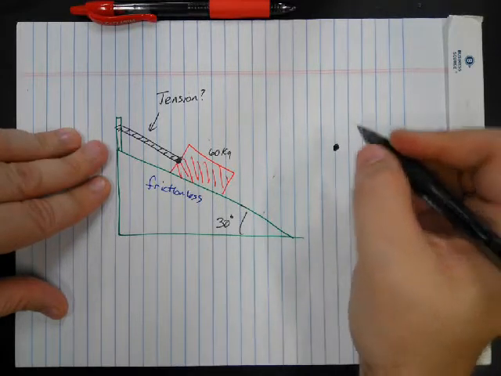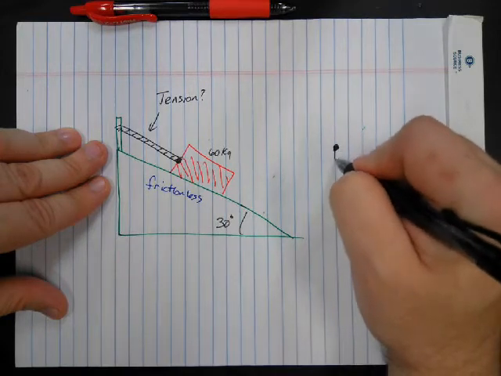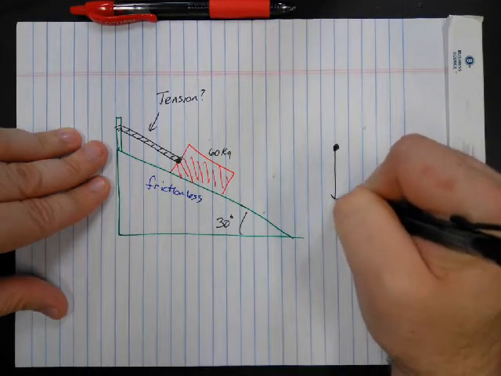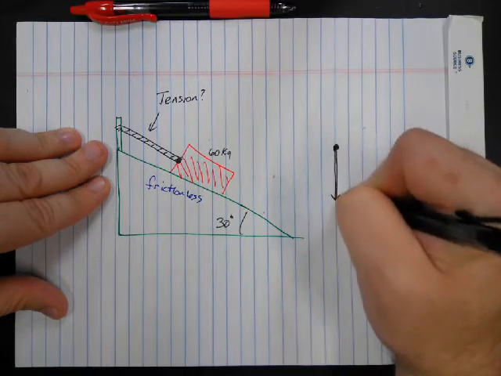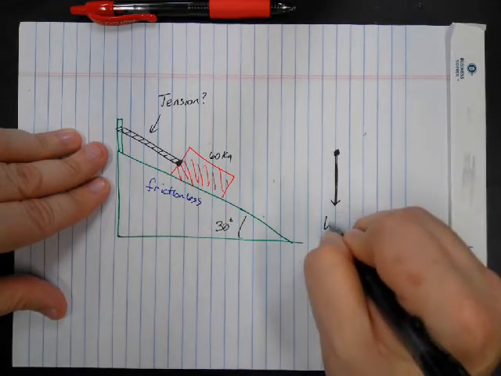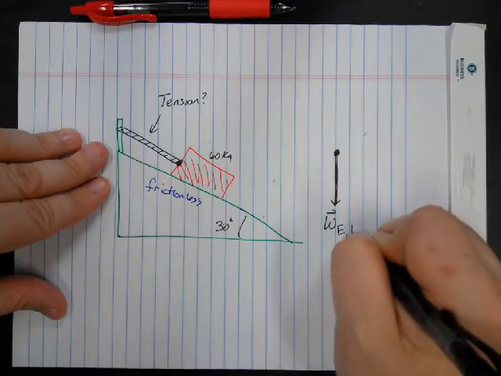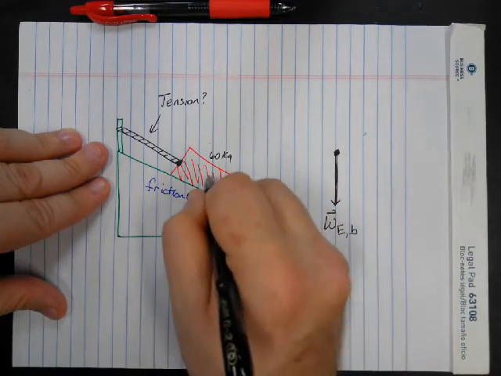And the first thing we can put in immediately is that this thing is an object with some weight. So we'll put that in. And weight force by the earth on the block. So we'll call this the block.